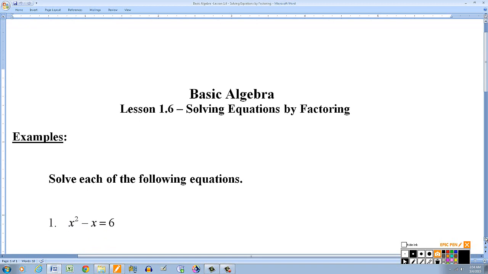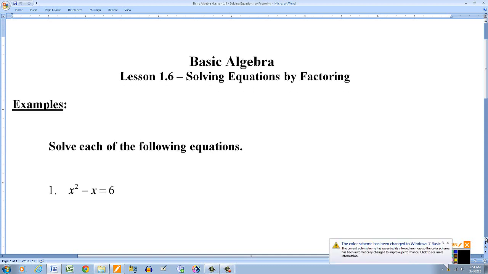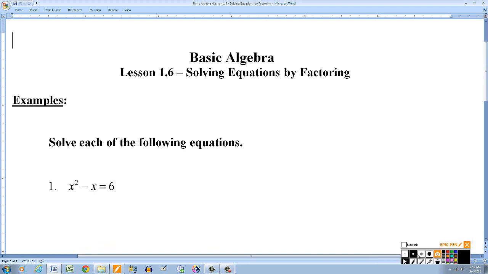So in the first example, we want to solve the equation x squared minus x is equal to 6. Well, in order to apply this property of 0, I have to have a product equal to 0. So I have to rewrite this equation so that one side is 0. So let me write it as x squared minus x minus 6 equals 0. Okay, so the right side is 0. So now the object is to express the left side as a product. This is where we use the techniques for factoring, in this case a trinomial.